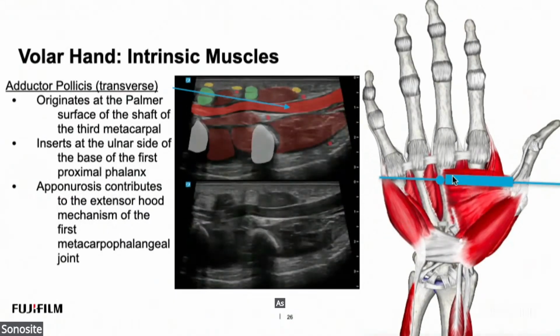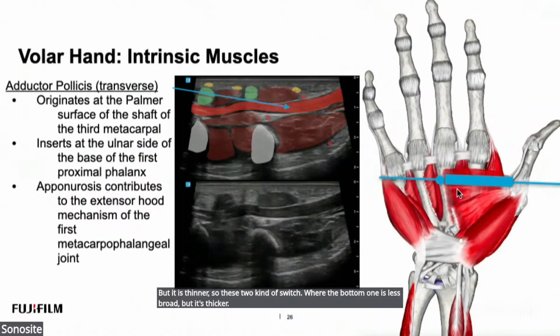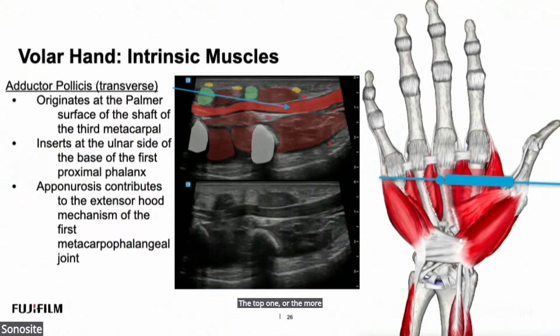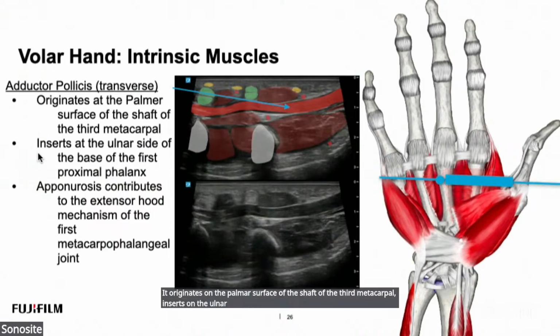As we travel further north, there's a broader muscle, but it is thinner. So these two kind of switch, where the bottom one is less broad, but it's thicker. The top one, or the more distal one, is thinner, but more broad across the third metacarpal shaft origin. So this is the adductor pollicis again, but this is the transverse head. It originates on the palmar surface of the shaft of the third metacarpal, inserts on the ulnar side of the base of the first proximal phalanx.